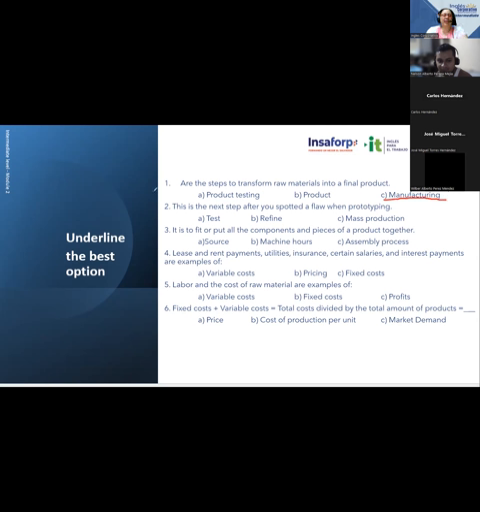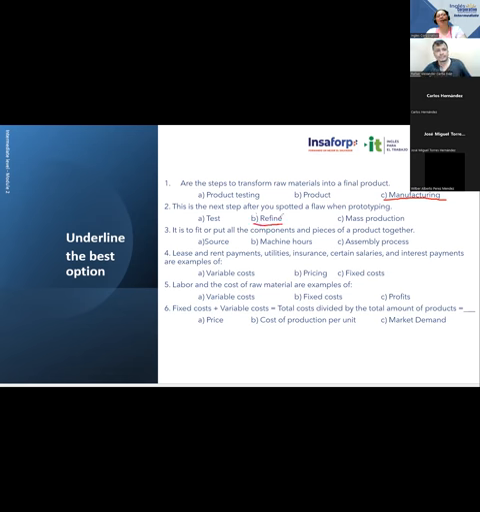Number two. Please, Wilbur, read number two. This is the next step after you spot a flaw when prototyping. A flaw. A, test. B, refine. C, mass production. What do you think goes next? I think it's mass production. Mass production? But you spotted a flaw. You cannot produce in mass if it is mistaken. What's the flaw? Flaw is a mistake in functionality. Okay, something that you have to correct. In this case, could be refined. Yes, that will be the next step.